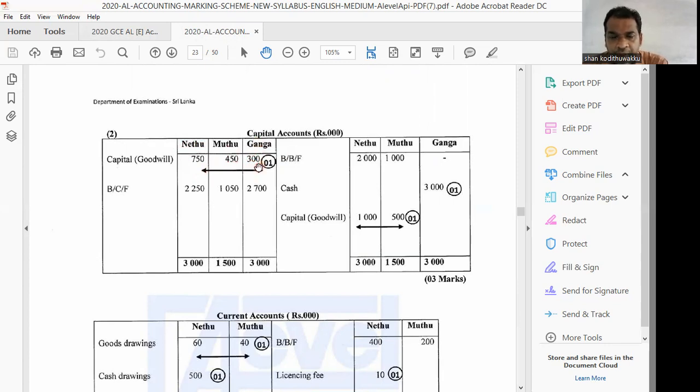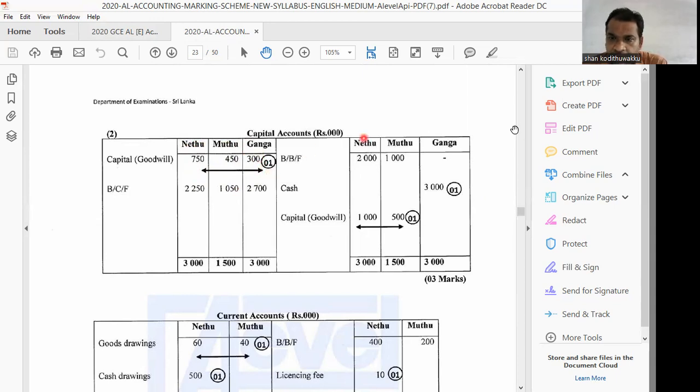If I repeat the same thing again, the calculation: 1500 divided by 10, the addition of all profit sharing ratio 5 plus 3 plus 2, divide by 10 multiplied by 5 equal to 750 Netu, divide by 5 multiplied by 3 equal to 450, divide by 3 multiplied by 2 equal to 300 Ganga.